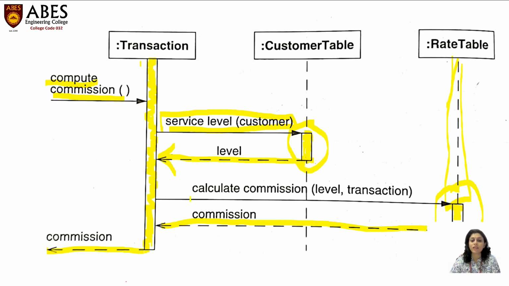When the transaction is calculating the commission over here, it has got the level, and it transfers the level and the transaction to the rate table, and it calculates the commission. As soon as the rate table calculates the commission, it returns the commission, and the rate table object's lifeline is finished. As soon as the transaction object gets the commission, it returns the outcome as commission wherever it was requested. So the purpose over here is that the objects need not exist for a full length lifeline. We can represent the lifeline in shorter forms by shortening the length of these vertical lines.